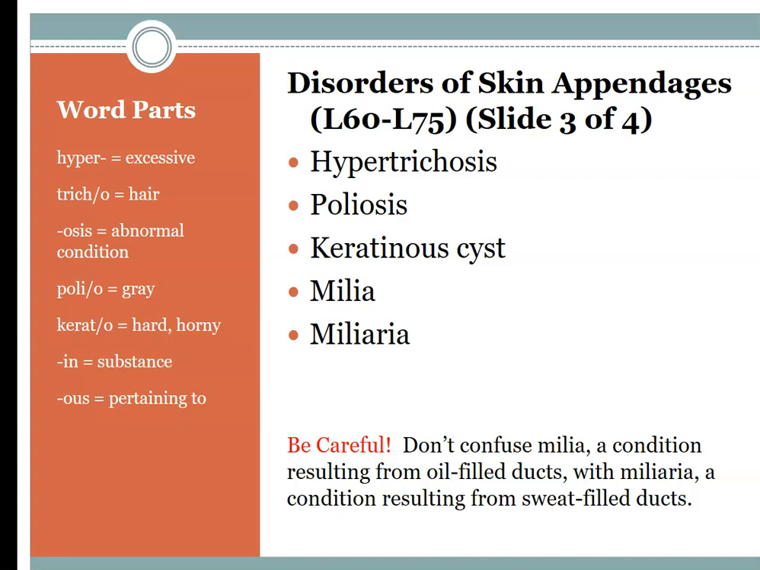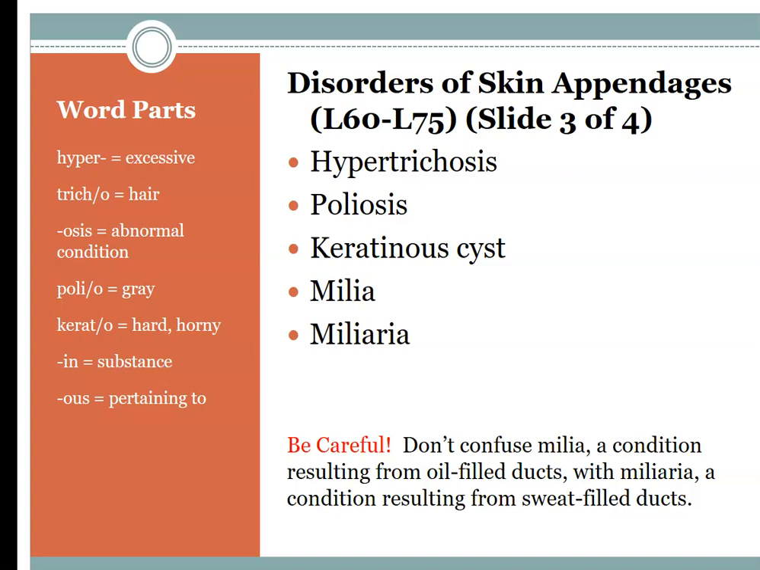A keratinous cyst is a benign cavity filled with epithelium that has become hardened or keratinized, sebum, and epithelial debris. As discussed earlier, a synonym for a keratinous cyst is a sebaceous cyst. Milia is a condition of tiny keratinous cysts on the surface of the skin. These are the result of clogged sebaceous ducts. Miliaria is a condition of occluded, blocked sweat ducts.